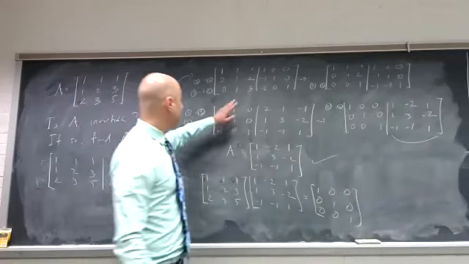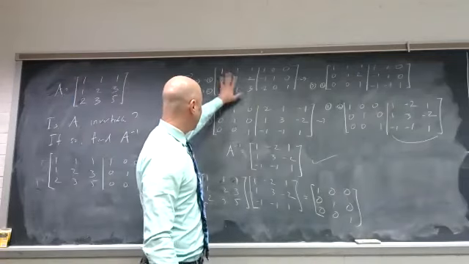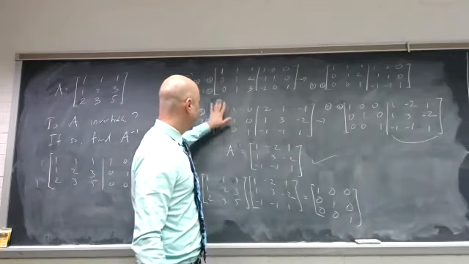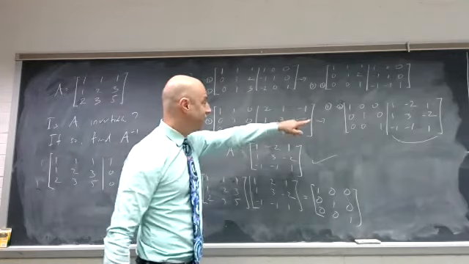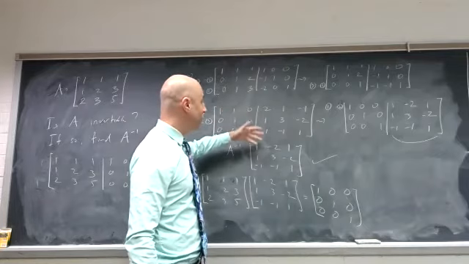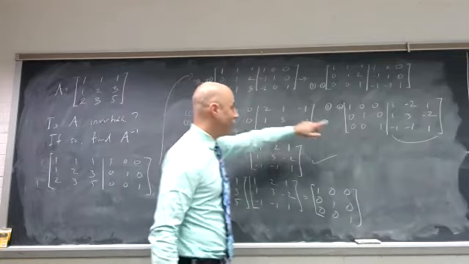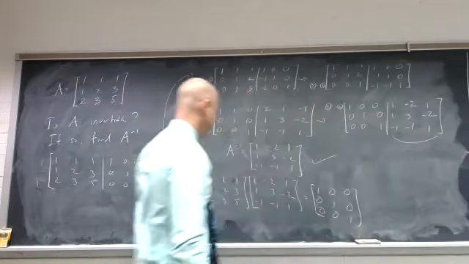So as soon as we saw that the left-hand side was going to have the identity as its reduced echelon form, we knew it was invertible. We just had to keep going to figure out what the inverse was.